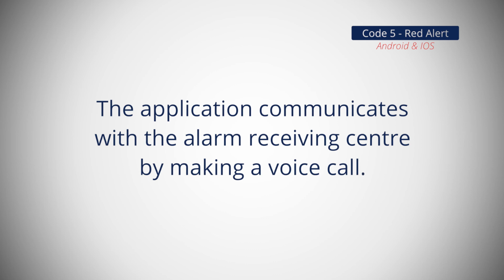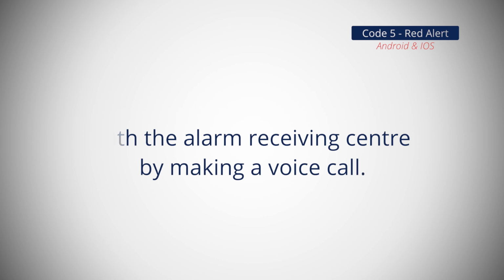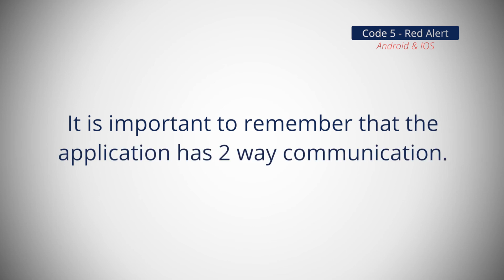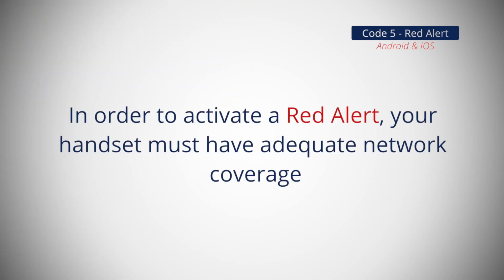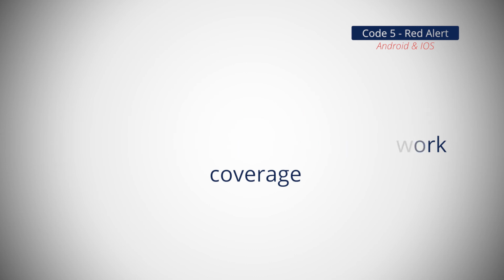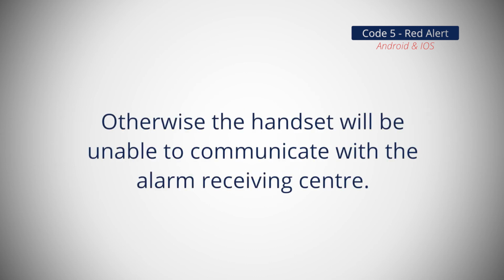The application communicates with the Alarm Receiving Centre by making a voice call. It is important to remember that the application has two-way communication. This means that Orbis operators can hear what is happening and are able to communicate with you if you are able to do so. In order to activate a Red Alert, your handset must have adequate network coverage. Otherwise, the handset will be unable to communicate with the Alarm Receiving Centre.